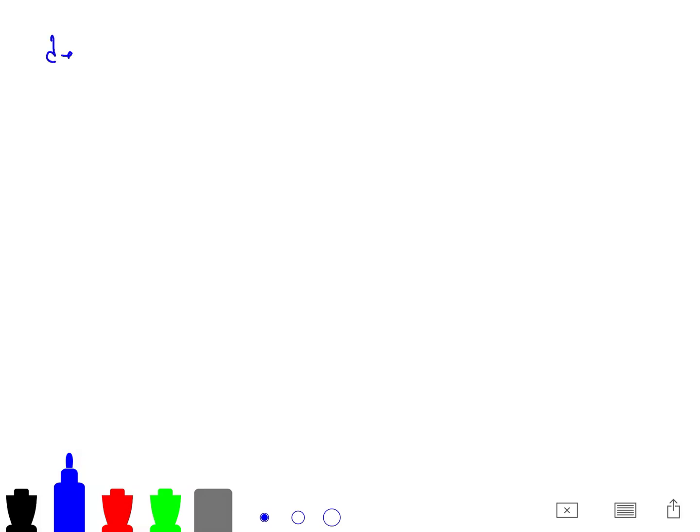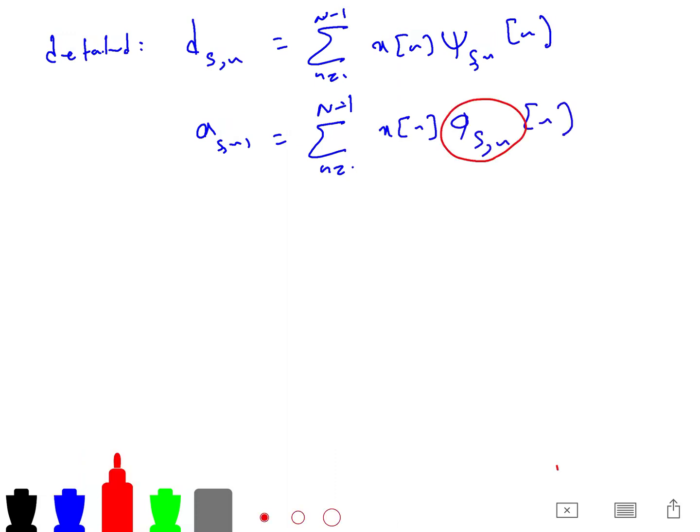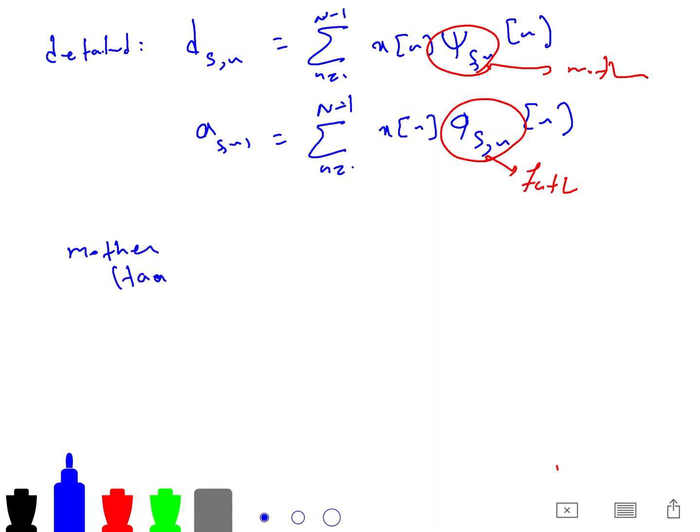And what I want to say is you represent the detail of the signal by d of s and u, and so these are your coefficients, x of n, psi of s and u of n. And a of s and u is the sum over n from 0 to N minus 1, x of n, phi of s and u of n. So phi is your father wavelet, psi is your mother wavelet, and, for example, for the Haar mother wavelet, you can represent it as this.